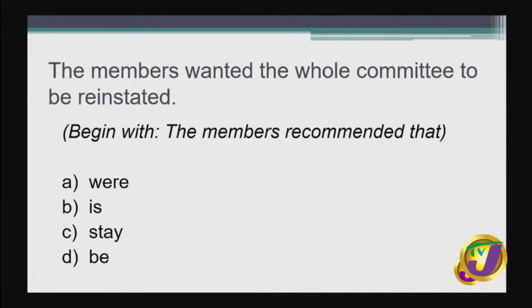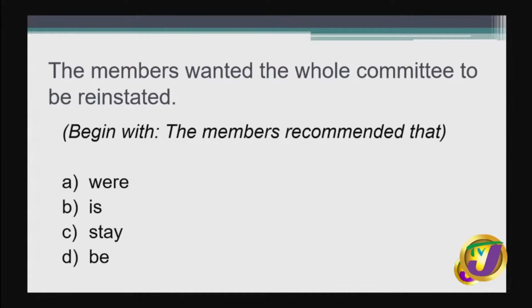The members wanted the whole committee to be reinstated. And you have to start with the members recommended that. So look at the original now. You had the members wanted the whole committee to be reinstated, but you have to move it now to say the members recommended that. What? Now you have some verbs you have to put in there. Do you use were or is, stay or be when you rewrite this sentence?